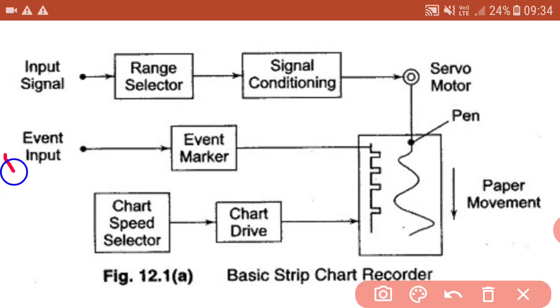Another input is the event input. It is given to the event marker, and the event marker will mark on the paper.